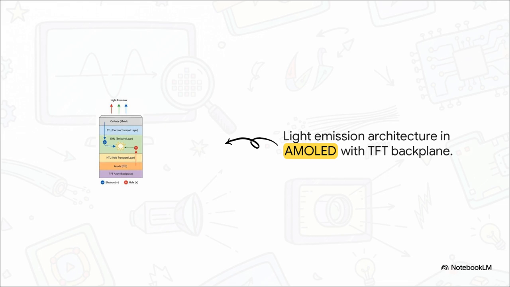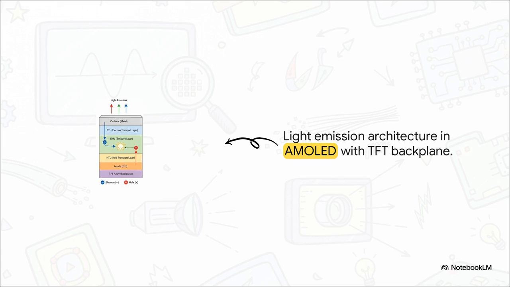At the very bottom of the structure, sitting on the substrate, beneath the anode, is the TFT array backplane. It acts like an intelligent gatekeeper. It supplies the exact perfect amount of current up into the organic stack to drive those electrons and holes together to make light.